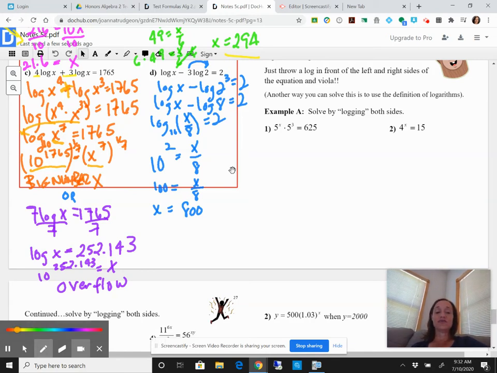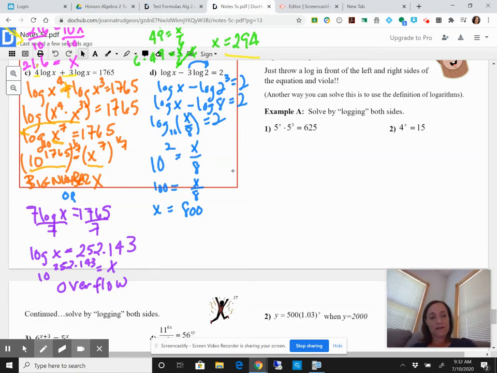Now, a way easier way to do this problem is what I did down here. If I would have recognized at the beginning of the problem that these are like terms, log x is a like term that both of them have, and I can just add them together and say that's 7 log x. Then I can get log x by itself by dividing both sides by 7.